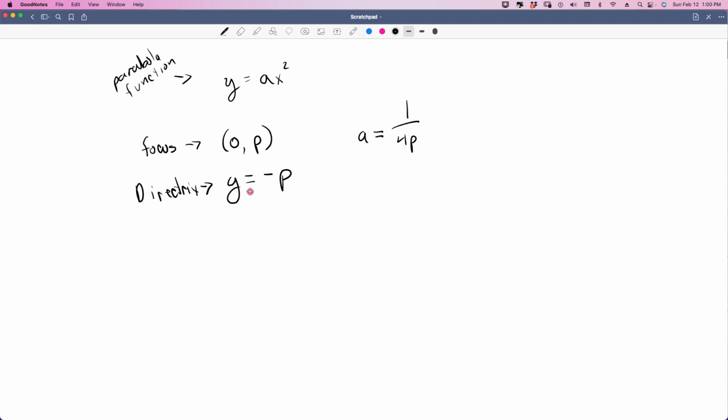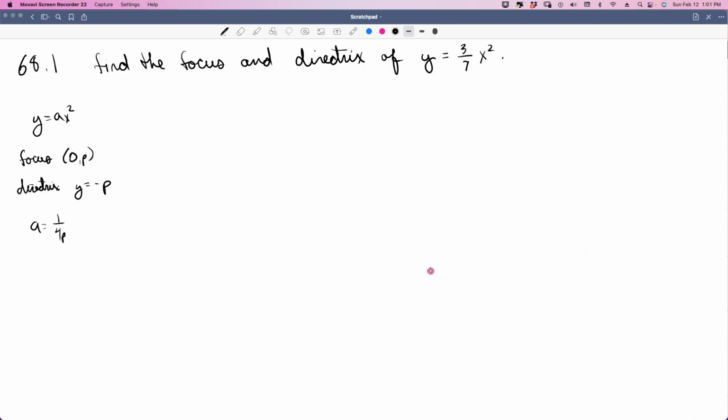In order to determine the focus and the directrix, we have to find the value of p. And that is going to be determined by taking the a, the coefficient, subbing it in here, and then solving for p. And then we take that p value and we substitute it in here and here. So let's go into a practice problem and do that.